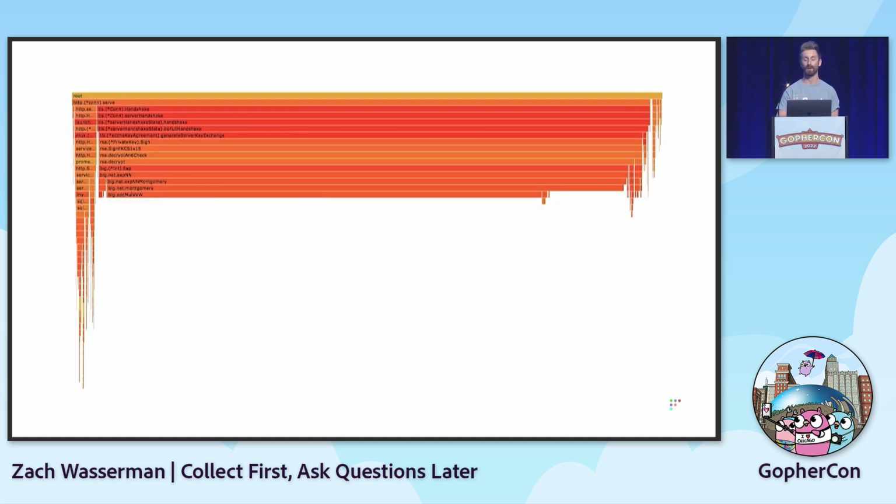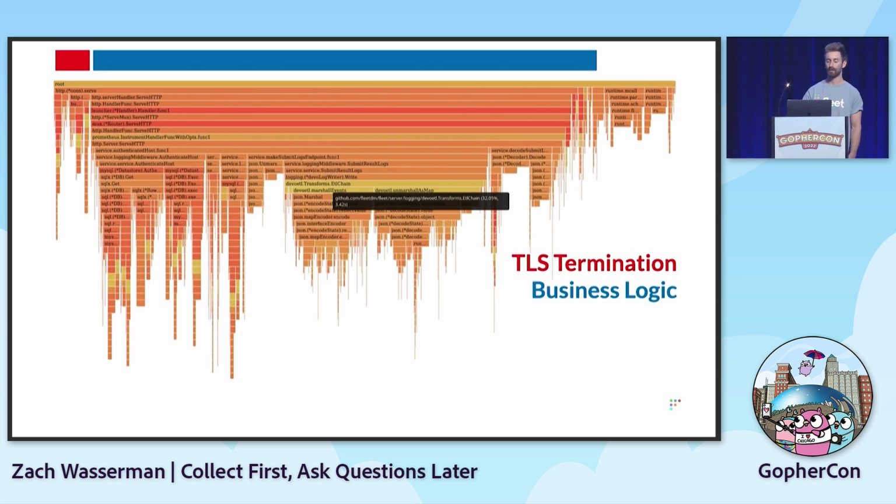Really different structure here. And when we looked at this, what we saw was, we're back to the normal graph here. So under normal conditions, our TLS termination takes up maybe 10% of the CPU cycles, and the business logic, which I've highlighted in blue up there, takes up about 80%. This seems like a server doing mostly what we want it to be doing.